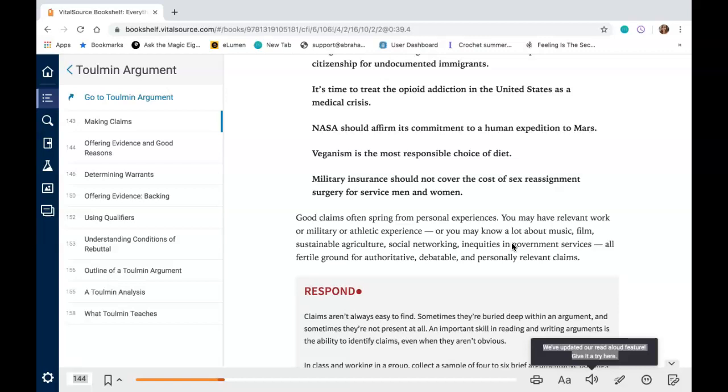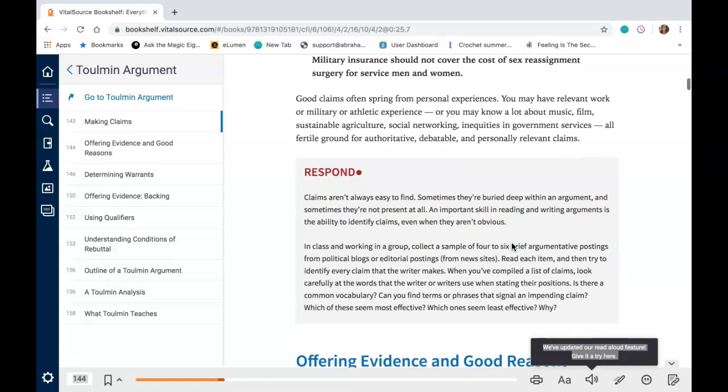So you want to make a good claim that would get people interested in what you have to say, because when you're making an argument, the whole idea of creating an argument is to get people to see your point of view, especially people who don't have your point of view.